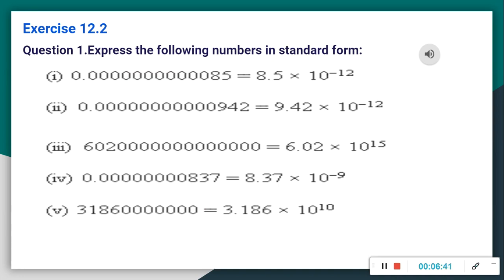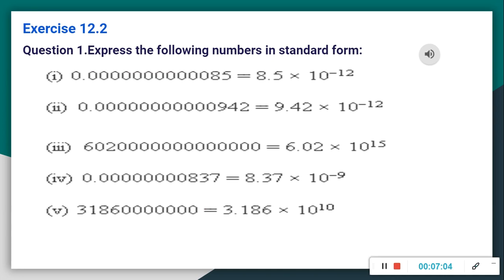Yes, 11 zeros are there, right? So now see, how could we write? We can write it as 9.42 into 10 raised to minus 12. Why are we not writing 94.2? Because 94.2 is not between 1 and 10. That is why the number should be between 1 and 10.